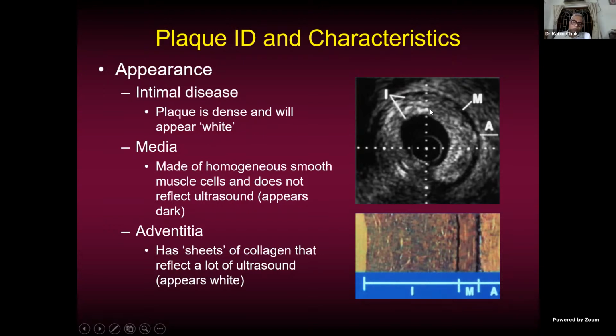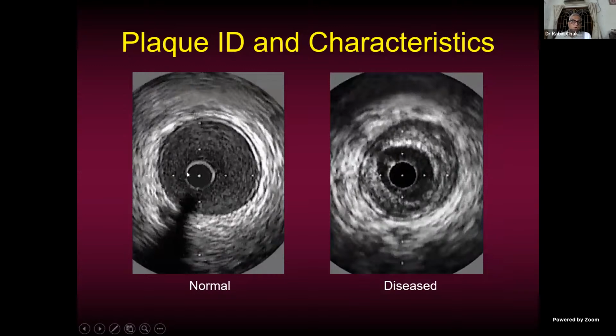Calcium will also appear white, but the shadow beyond the calcium will be dark, because the sound cannot pass through it and it will cast a dark shadow beyond the calcium. One has to understand that. That is very important. This is a normal coronary artery. This is the IVUS catheter. This is the lumen. This is intima. Then the dark circle is media, and then you have adventitia, and then you have pericardium and other structures.